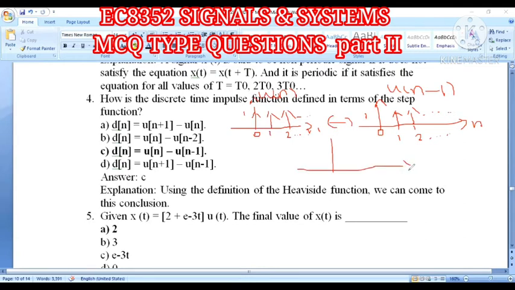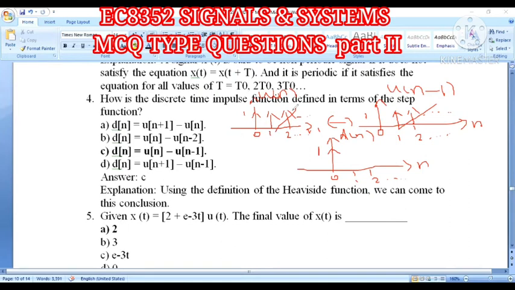So you can get here n, and here d of n, at n equal to 0, 1, 2, up to infinity. So subtract these two cases, and everything else cancels out. Only at n equal to 0 do you get the impulse function. So d of n equals 1. Okay, this is nothing but the impulse signal.